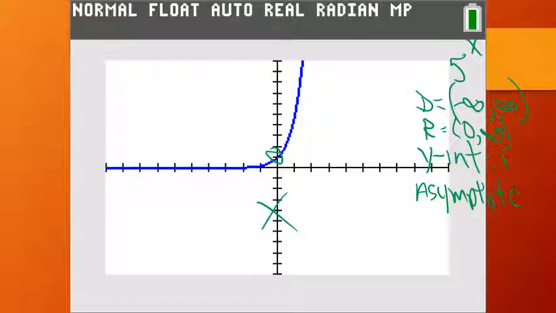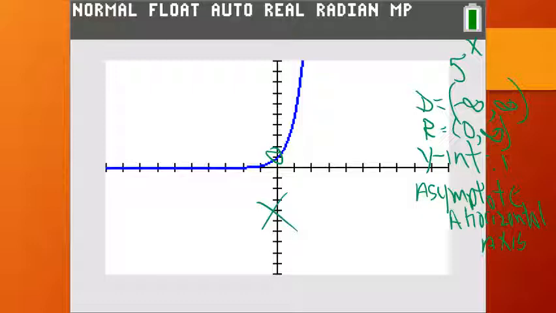At the horizontal axis. All right, we got that part. Let's see, the next thing is end behavior. What's our end behavior doing?